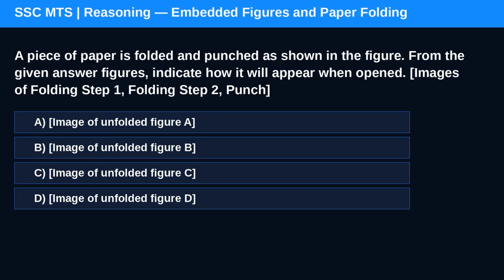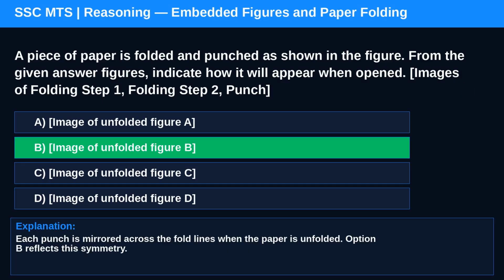Images of folding step 1, folding step 2, punch. Option A, image of unfolded figure A. Option B, image of unfolded figure B. Correct answer is B. Each punch is mirrored across the fold lines when the paper is unfolded. Option B reflects this symmetry.